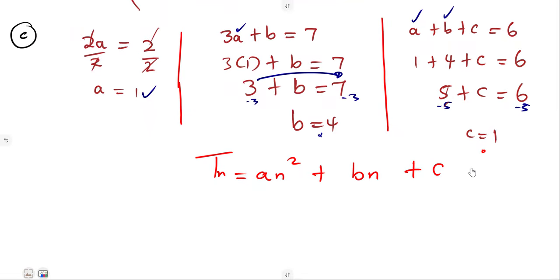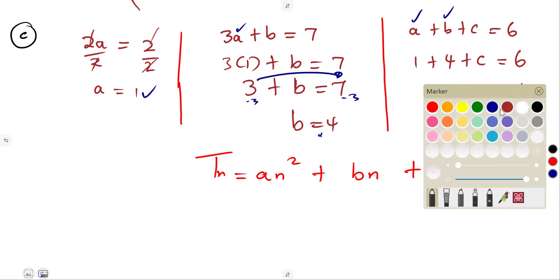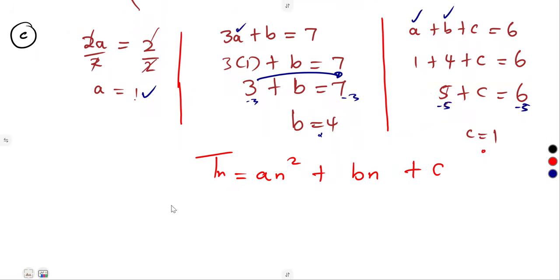All right. Anyways, let us substitute our values that we calculated. Therefore, our nth term is given as, in place of a, we put 1, so that's 1 times n squared, which is n squared. In place of b, we put 4, so that's 4n, plus, in place of c, we put 1. So that is it. A quadratic.